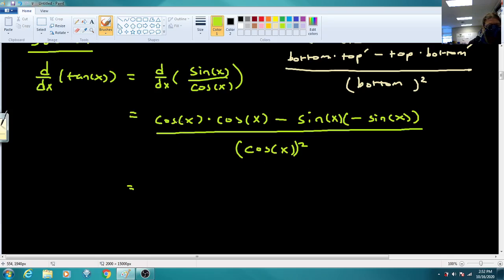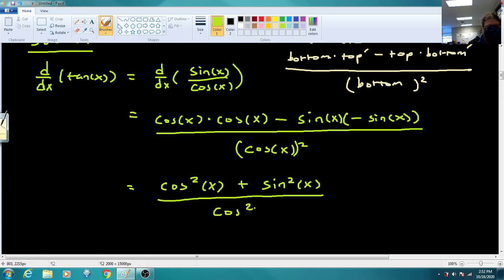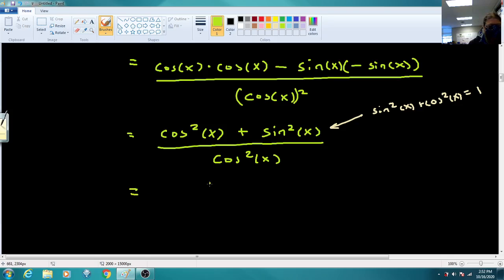Okay, so let's simplify stuff down. Cosine times cosine is cosine squared. You can write it that way, or you can put the 2 here, so cosine squared of x like that. Negative sine times another negative sine is positive. Sine times sine is sine squared of x. And that's all over cosine squared of x. And this right here is a trig identity. The way you probably saw it was sine squared of x plus cosine squared of x is equal to 1. That's one of the Pythagorean identities. So we're going to use that, and this all turns into 1 over cosine squared of x.